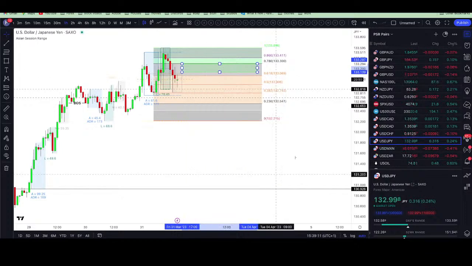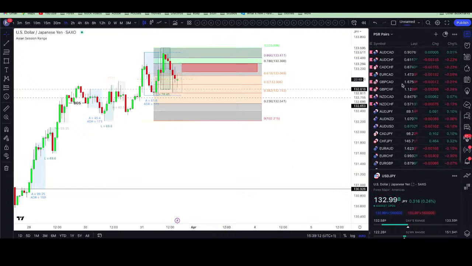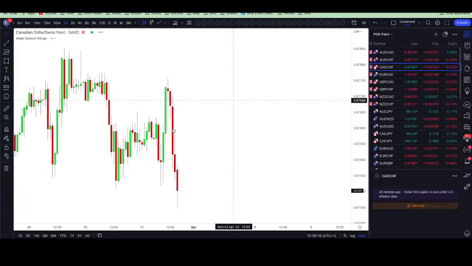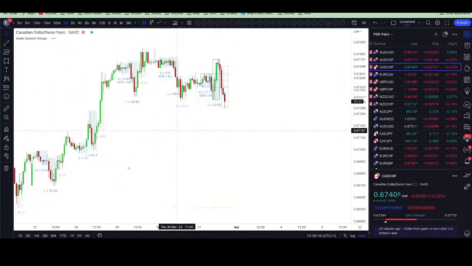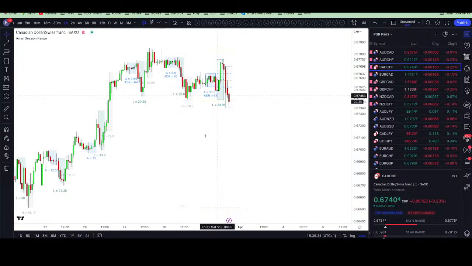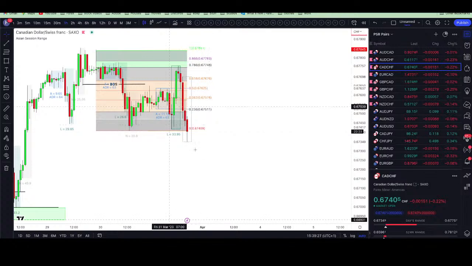And then wait for the move. This is exactly how I was able to call out CAD CHF like this. So in London session, you see it started to sell, but I was like, no, we'll wait. And I said, more than likely in New York, you'll see a reversal. Unfortunately, before New York happened, you can see here, and this is how I drew it like this.